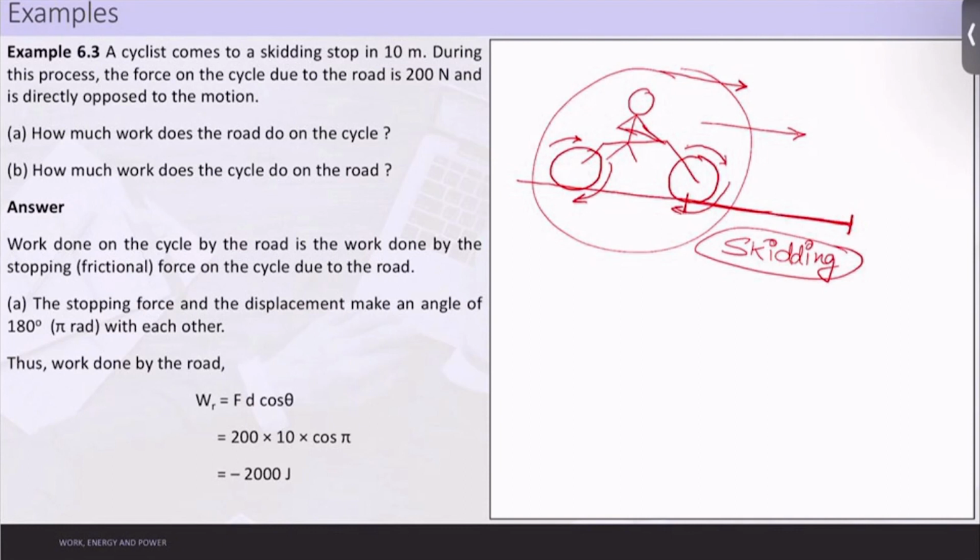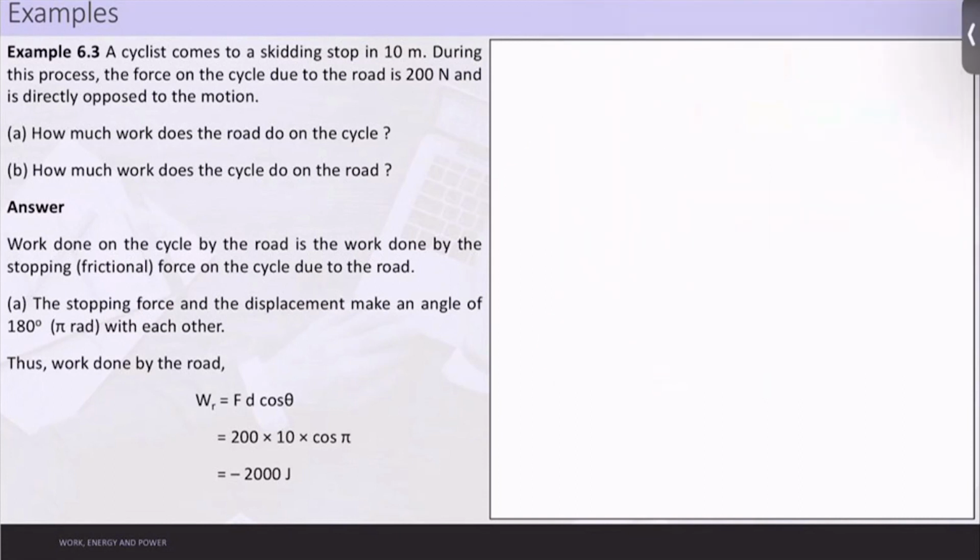Just to explain in very easy terms what is basically happening: this part of the tire is being moved from this location to this location without any rotation. That is skidding. Okay, fine. That is the basic understanding of skidding. We will understand more about skidding in the chapter of rotation.